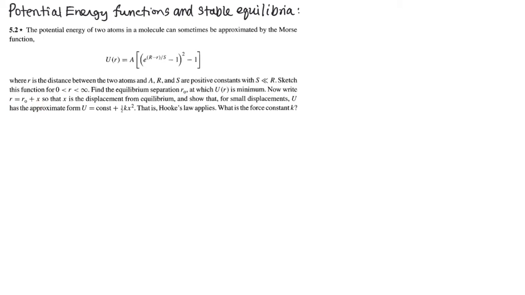a little displacement from that equilibrium position, and show that in that vicinity of equilibrium, the potential is approximately a parabola. Okay? And if the potential is approximately a parabola, that is the potential of a spring, so Hooke's law should apply near that equilibrium. And what is the corresponding spring constant K? So let's start in the beginning.